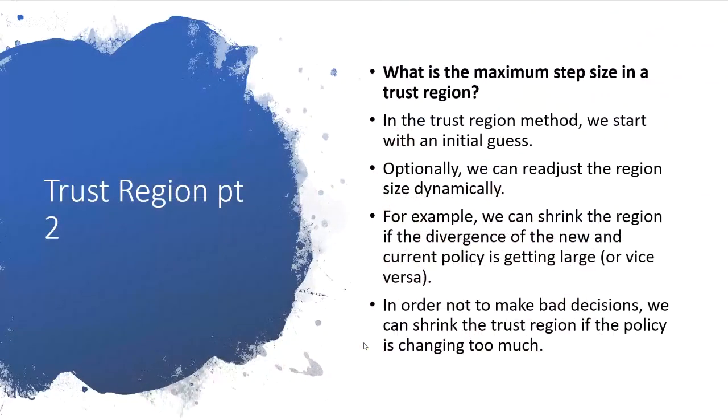Trust region part 2. What is the maximum step in a trust region? In the trust region method, we start with an initial guess. Optionally, we can readjust the region size dynamically. For example, we can shrink the region if the divergence of the new and current policy is getting large, or vice versa. In order not to make bad decisions, we can shrink the trust region if the policy is changing too much.